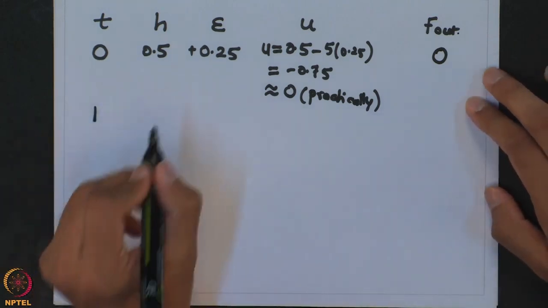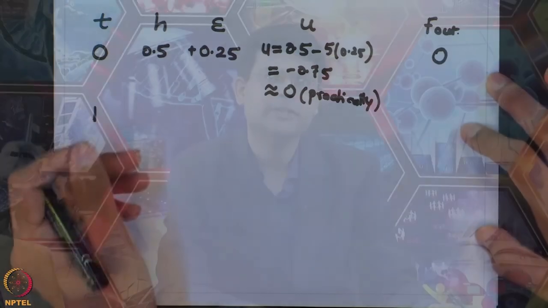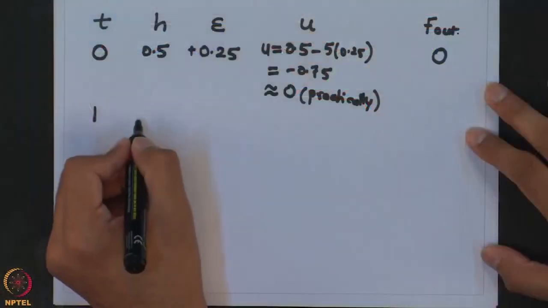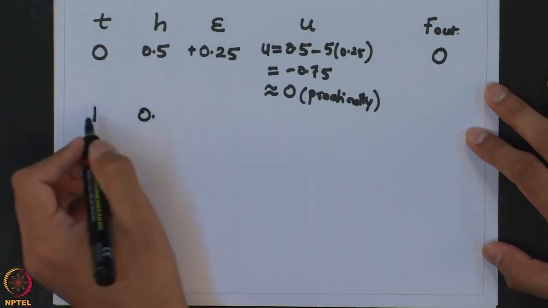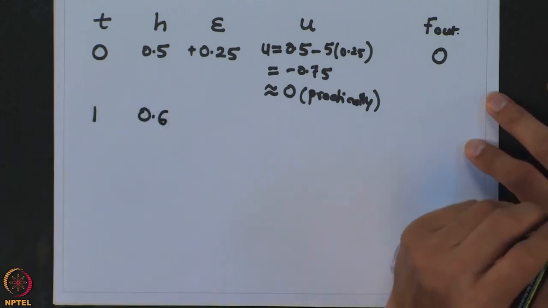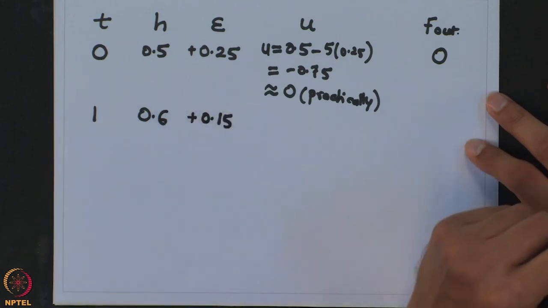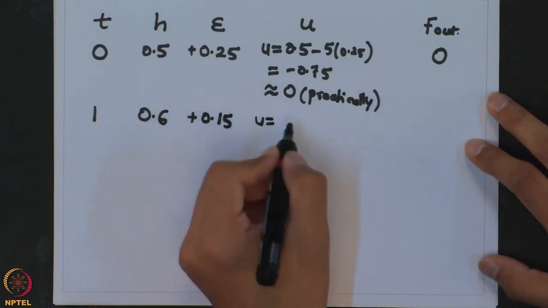As the outlet is 0 and the inlet is 0.1 meter cube per second, the net influx of material into this tank is going to be 0.1 meter cube every second. Area is 1 meter square, so the height is going to change at the rate of 0.1 meter per second. So in 1 second the height will increase by 0.1. So at the end of time 1, the height would have reached value of 0.6.